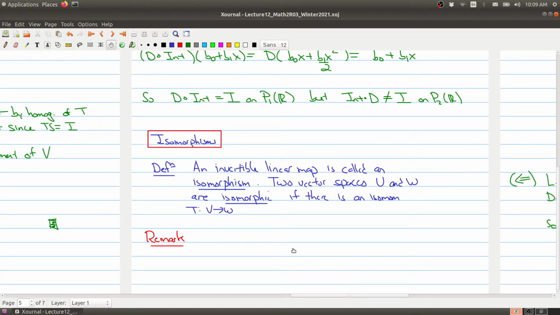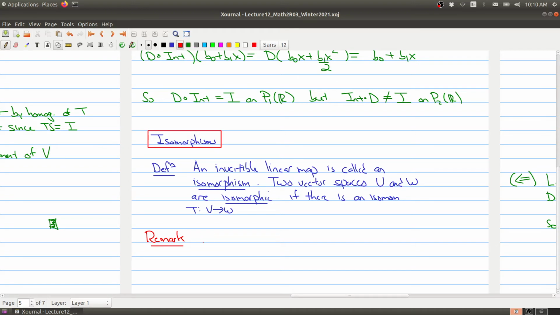Okay. So one of the words that was in the title was the word isomorphism, and now I just want to spend some time talking about what that term means. So an invertible linear map is called an isomorphism, and if there's an isomorphism, we say that two vector spaces V and W are isomorphic. Okay, if there's an isomorphism between the two.